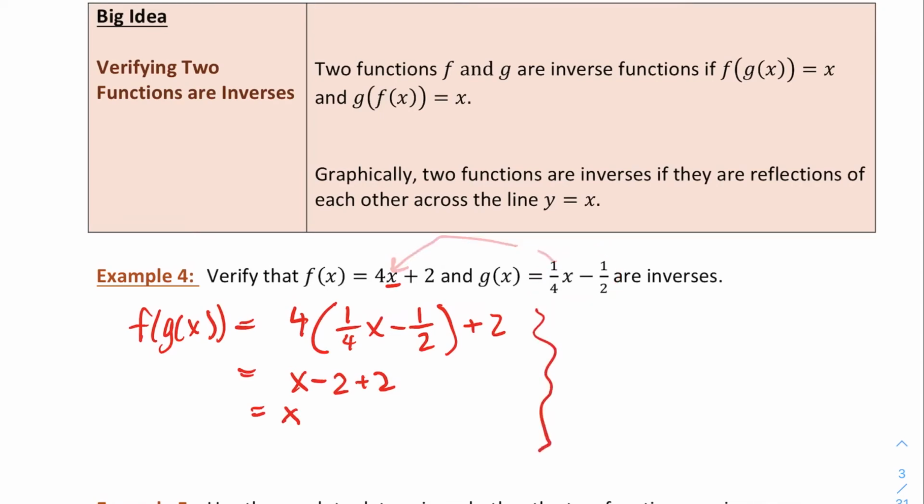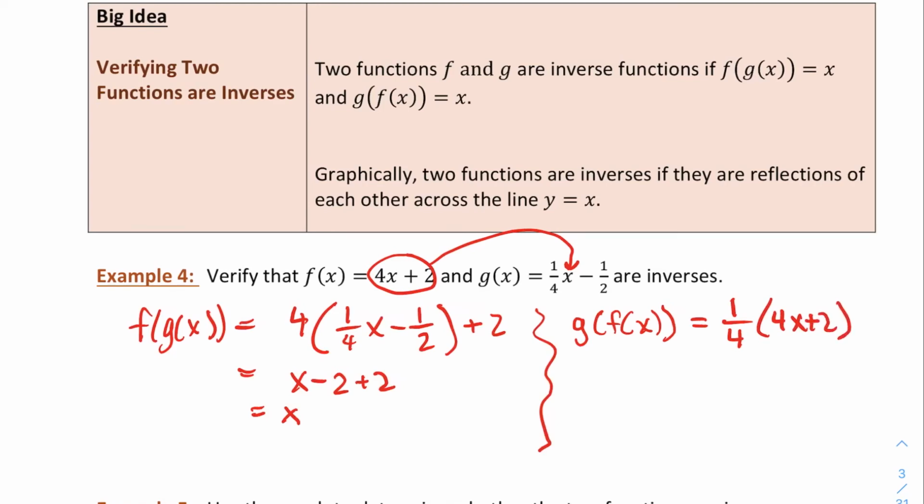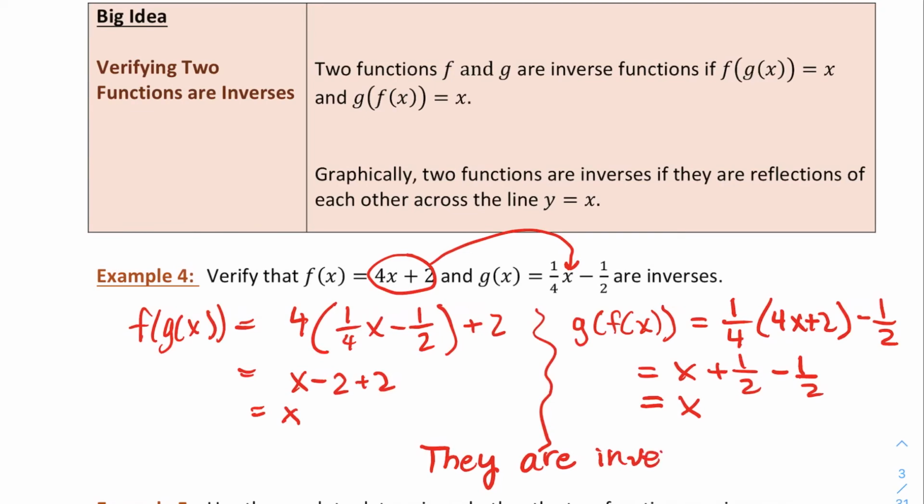We need to check both directions. So if you turn it around and say I'm starting with f of x and then performing g of x, I'll take and plug f of x into g of x and have 1/4 times the quantity 4x plus 2 minus 1/2, which is going to give me x plus 1/2 minus 1/2 equals x. So in both cases, I get my original input value, x, back, so they are inverses.